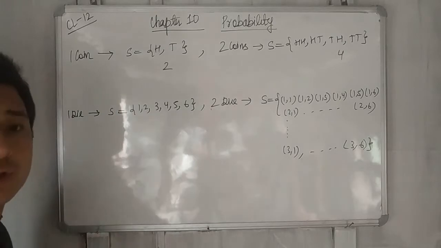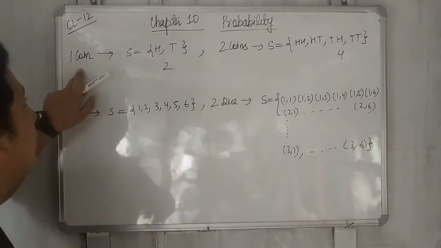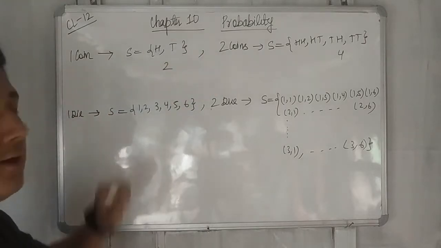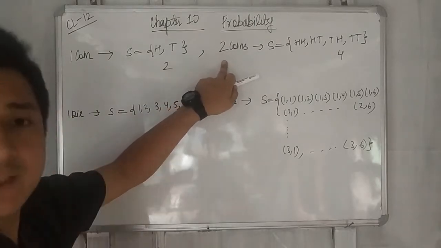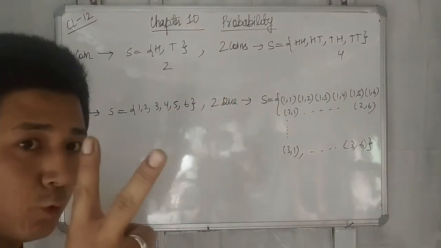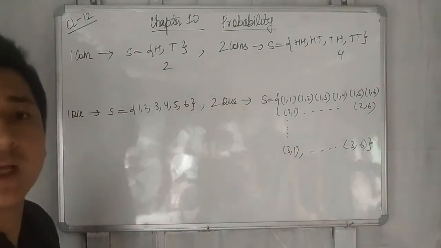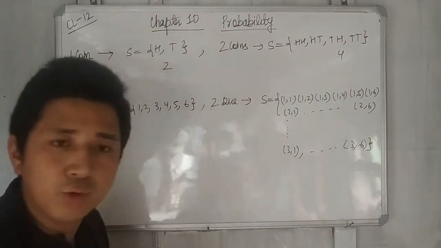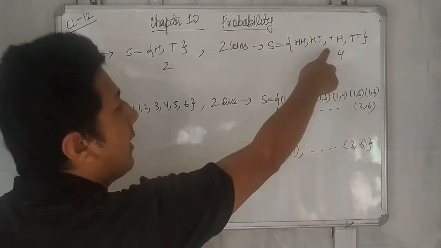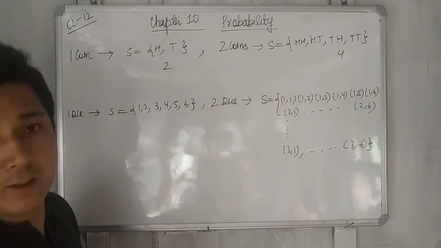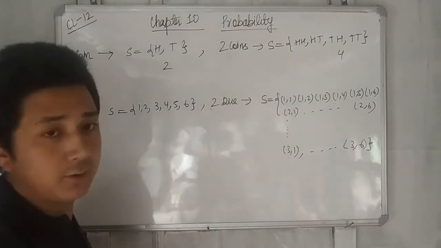When we are tossing a coin once, when I'm talking about one coin, then the sample space will be either head or tail. Total number of outcomes 2. Similarly, when I'm tossing 2 coins at a time, one coin, other coin, and I'm tossing them together, either I can get head on both the coins, or head and tail, or tail and head, or tail and tail. Besides this, I won't be getting anything. So 4 outcomes. Am I clear with this?